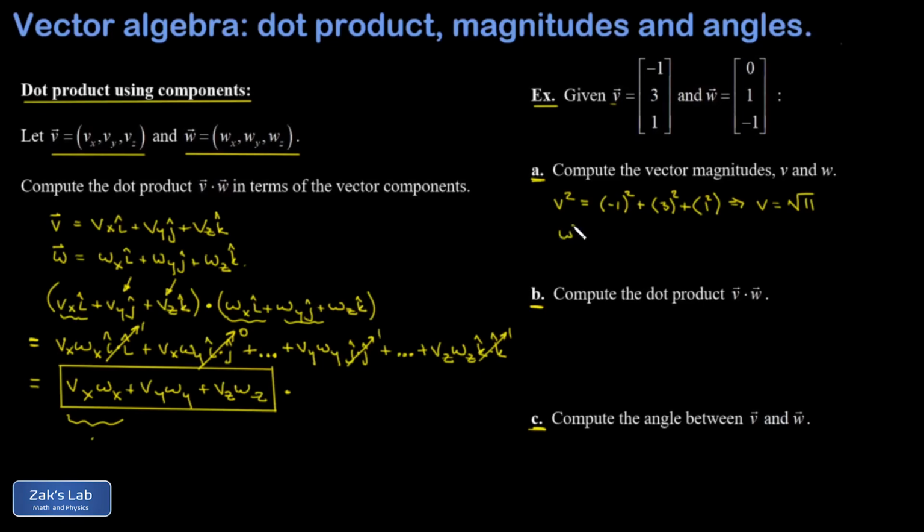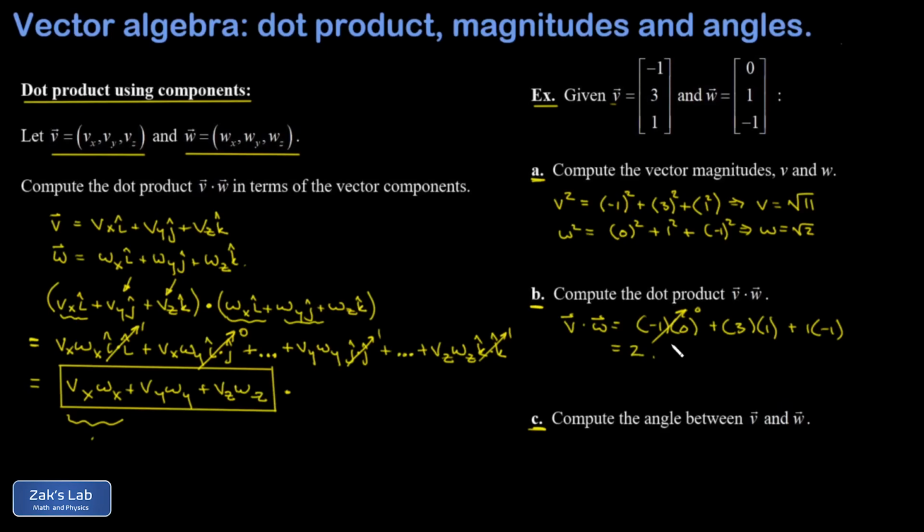I do a similar thing for w, dot it into itself. That's 0 squared plus 1 squared plus -1 squared. That gives me a 2, and when I square root, I get the magnitude of w equals root 2. In part B, I want to get the dot product v dotted into w. And again, I just take the products of the components pairwise. So v dot w is going to be -1 times 0 plus 3 times 1 plus a 1 times a -1. And the first term vanishes, and I get a 3 minus 1 or a 2. So the dot product between them is 2.